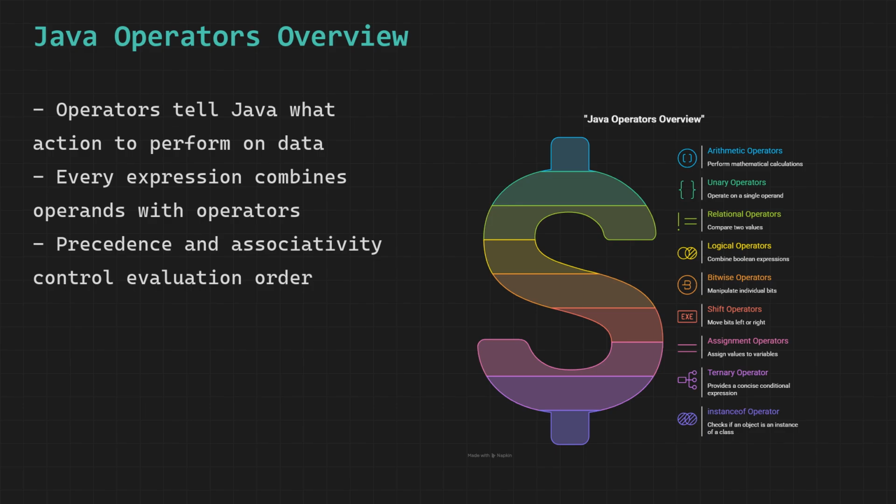The first is the operand, which is the value the operator works on. In the expression a plus b, both a and b are operands and plus is the operator. The second concept is operator precedence.